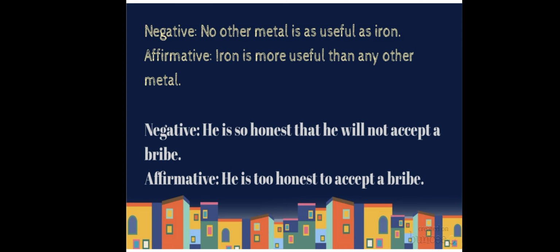Next example. He is so honest that he will not accept a bribe. Now recall the rule of too, which was replaced by so that plus cannot or could not if it is in past. So in that case, what we have to do? So that will be changed into too. Rule number 6. So apply that rule here. And now the affirmative sentence will be: he is too honest to accept a bribe.